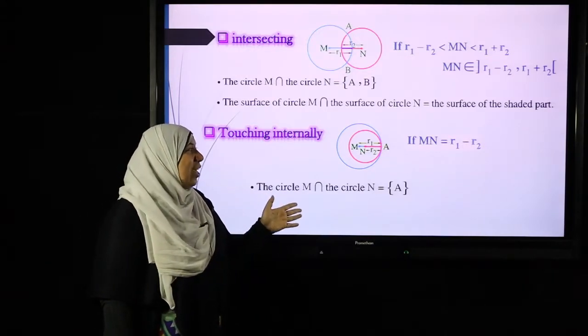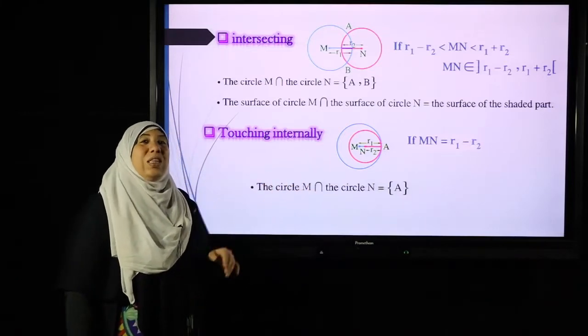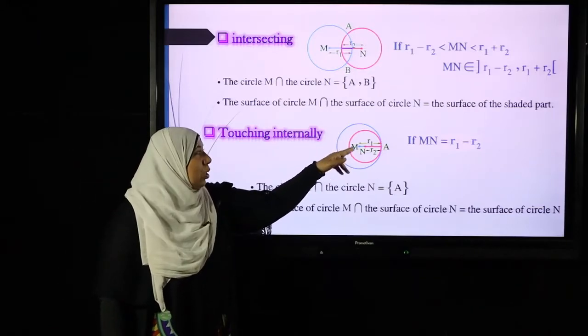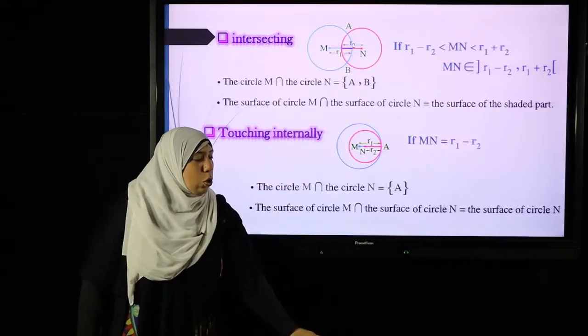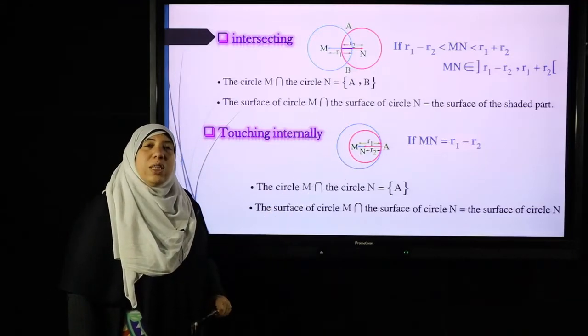The two circles here, the blue one and the red one, intersect at the point A, but their surfaces intersect at the small circle N. As you see here, the whole small circle is the common part between their surfaces.